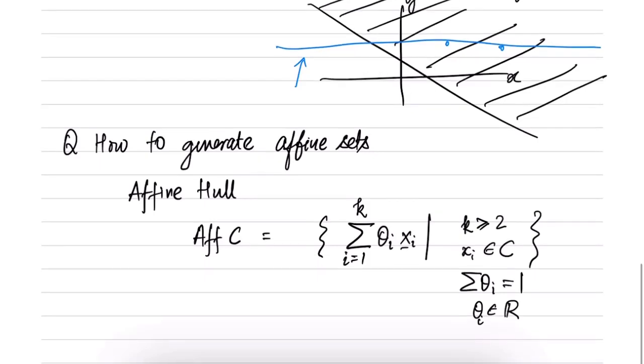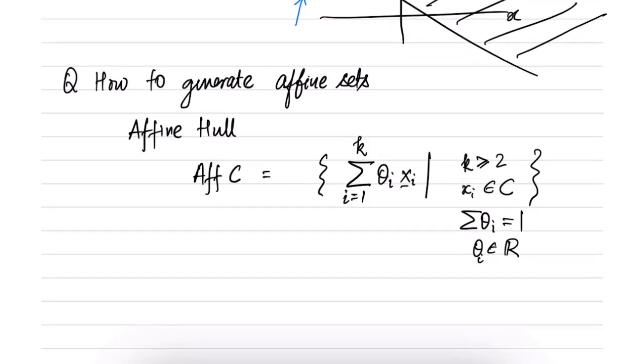So what really is going on here? We are taking some number of points inside C, then we are adding them up by multiplying them with some coefficients, and those coefficients are real numbers. And remember that we want all of those coefficients to sum up to 1. So even though some of those coefficients can be negative or positive, greater than 1, less than 0, they all should sum up to 1. So that is the definition of an affine hull.